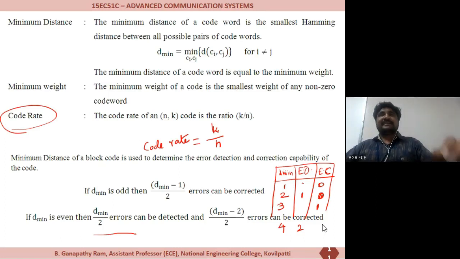So these are all the various parameters which are used to determine a block code. In the next class, we will briefly discuss the different types of block codes.